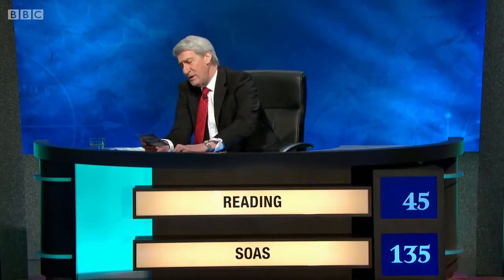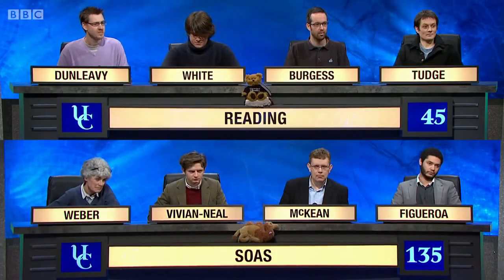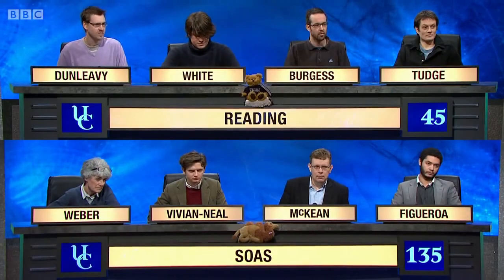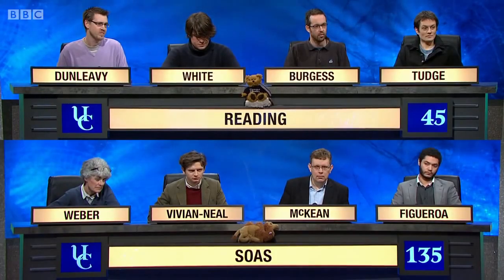So another starter. 10 points for this. In trigonometry, what term describes the ratio of the length of the hypotenuse to the length of the side adjacent to an acute angle in a right-angled triangle? SOAS, Weber. Cosine. No, you lose 5 points. Come on. Reading, Tudge. Cosine? No, it's the... She just said that. Sorry. It was wrong. It's secant.